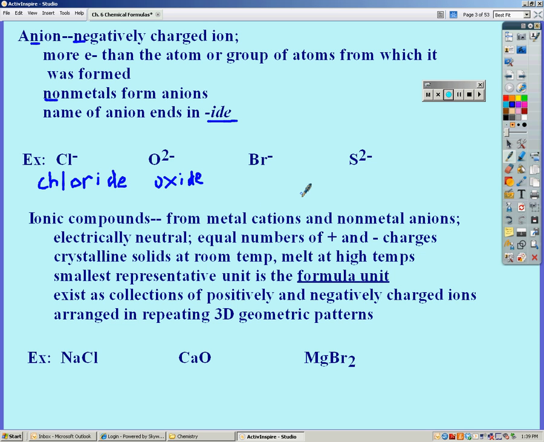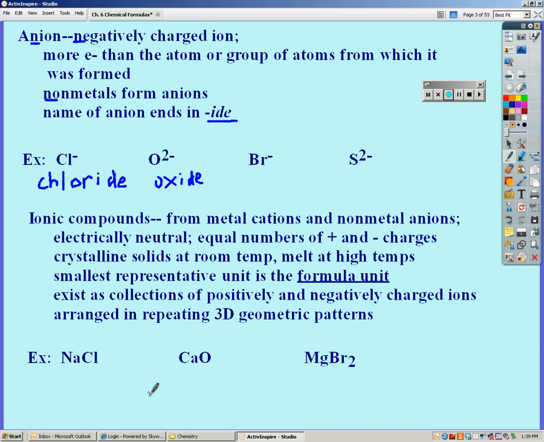And all the others: fluorine would be fluoride. Iodine would be iodide. Nitrogen would be nitride. Phosphorus would be phosphide. Carbon would be carbide. And so on.